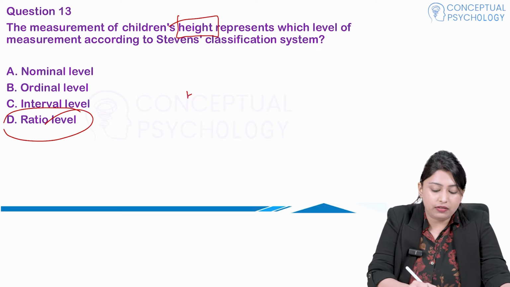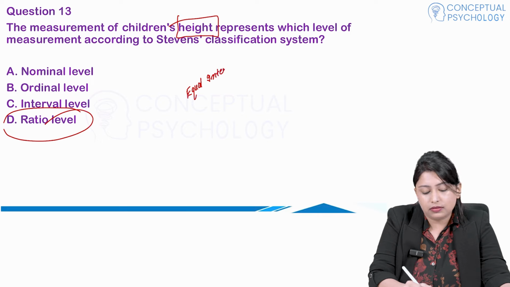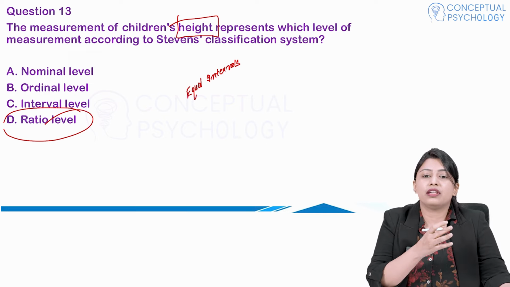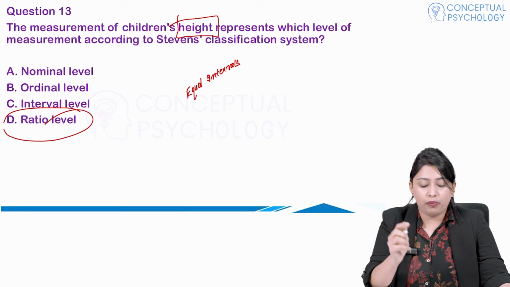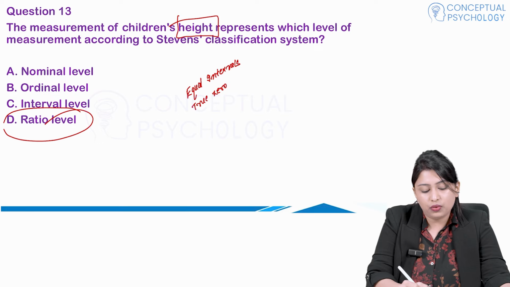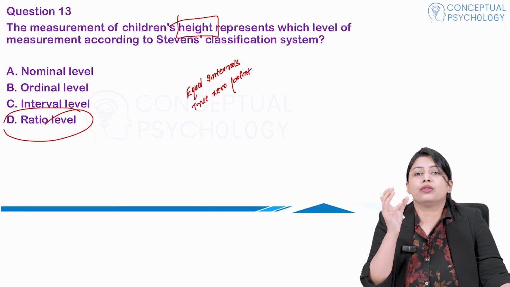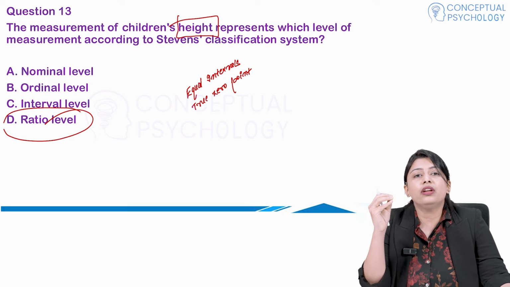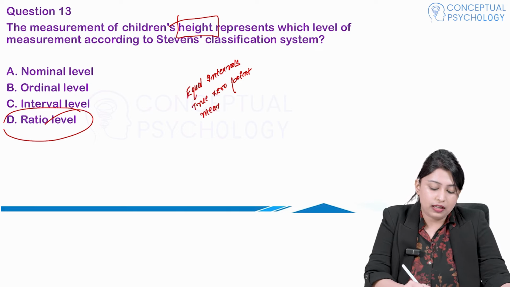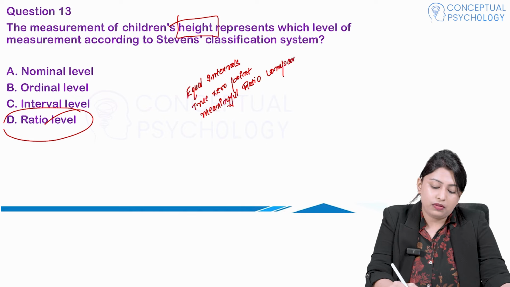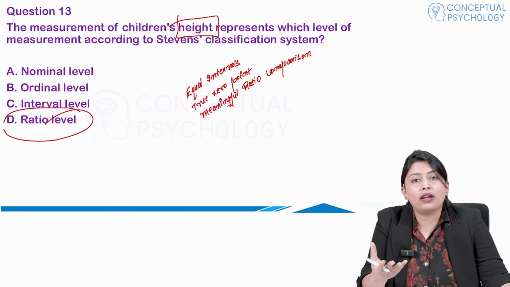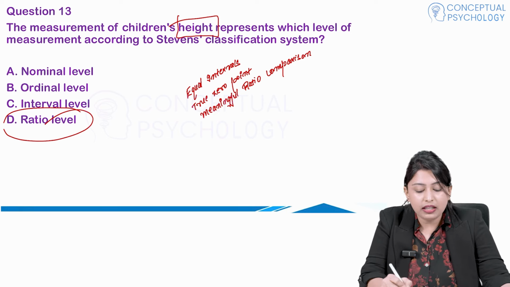Why? Because it has equal intervals, right? The difference between 100 centimeter and 101 centimeter is the same as between 150 centimeter and 151 centimeter. It also has a true 0 point. So 0 height means complete absence of height over here. And it has the ability to make meaningful ratio comparisons, right? So a child who is 120 centimeter tall is exactly twice as tall as a child who is 60 centimeter tall. So that's a meaningful ratio comparison.